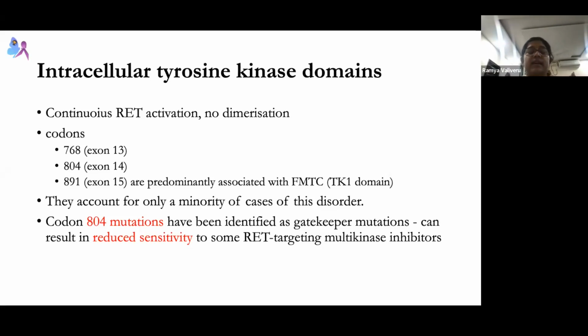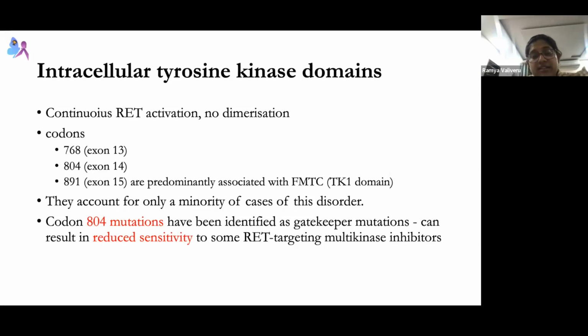We have exons 13, 14, 15, and 891 is seen in familial MTC without hyperparathyroidism and pheochromocytoma. It is seen in the TK1 domain. But they are only a minority in terms of incidence. Codon 804 mutations have been identified as gatekeeper and can result in reduced sensitivity to some RET targeting multikinase inhibitors.